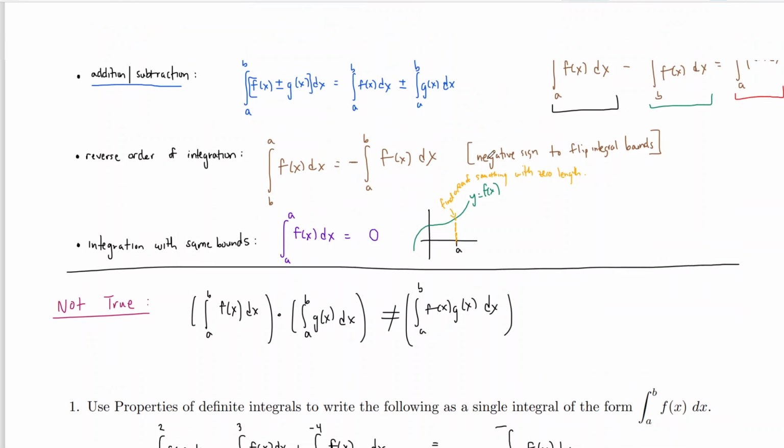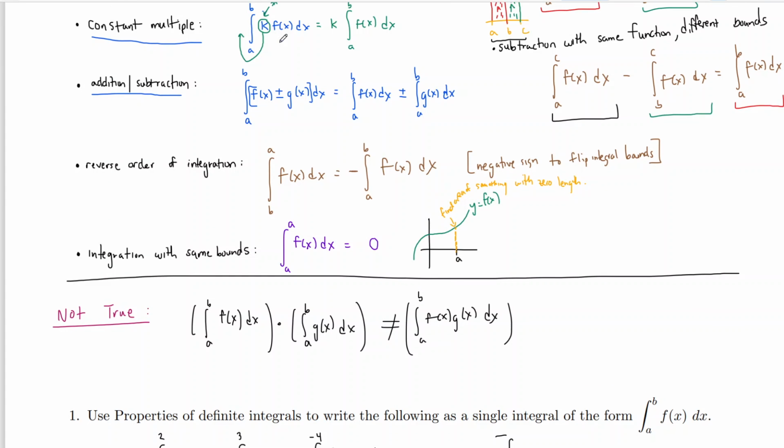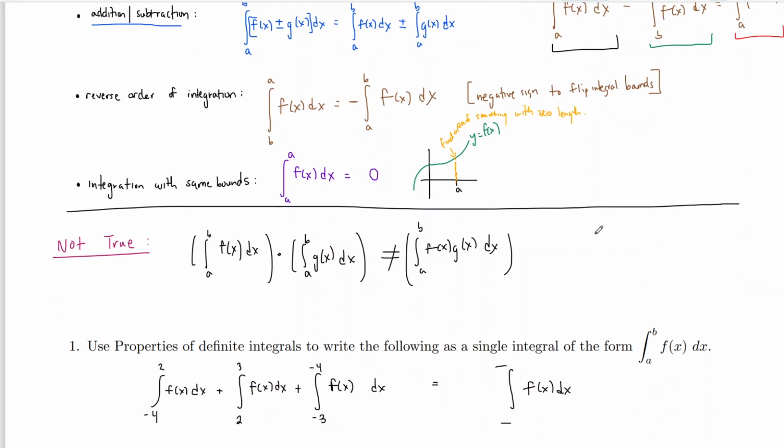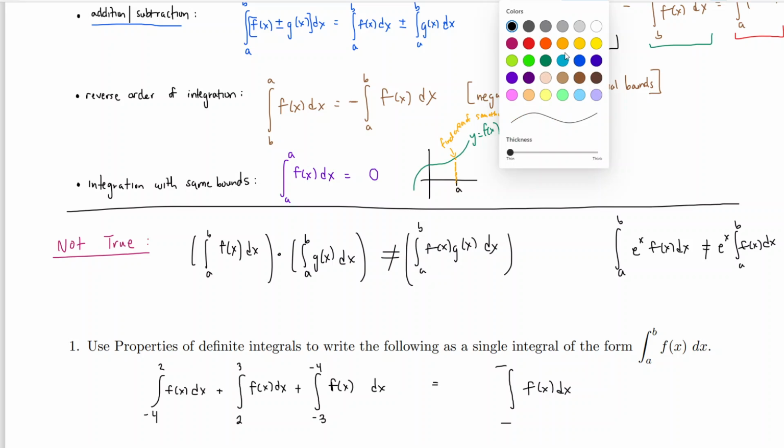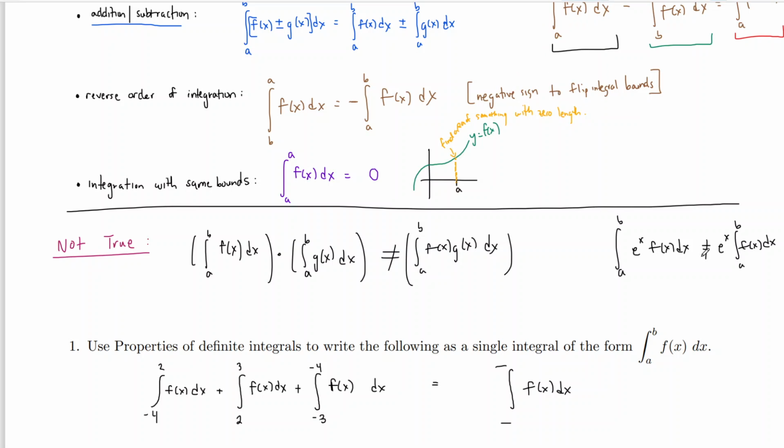And then the other rule that's easy to mess up: you're allowed to bring out numbers, so anything without x, but anything with x, you have to keep in the integral. It could literally be anything with x. I could have e to the x times f of x dx. Because this has an x on it, it has to stay inside. This does not equal e to the x times the integral from a to b of f of x dx. And so everything with an x on it must stay inside.